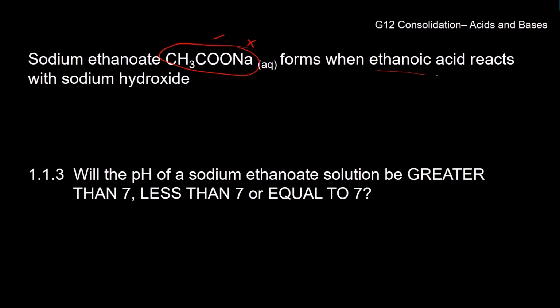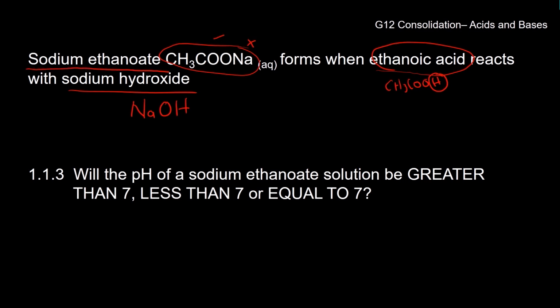So ethanoic acid, we know, is a weak acid, and its formula is CH3COOH. There we go. That H plus tells us that it is an acid. Sodium hydroxide, we know, is a strong base, and its formula is NaOH. Now, this is the salt. Sodium ethanoate is the salt that forms when we've got this weak acid reacting with a strong base.